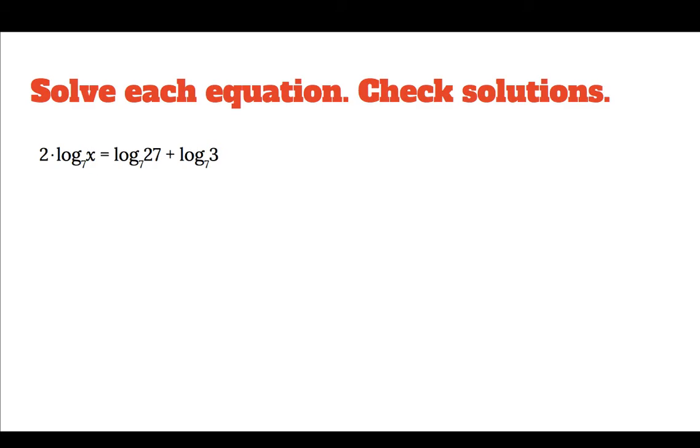Now, you can use more than one property in a particular problem. I go through and I scan the problem. The first thing I notice, there's a 2 out front, so that tells me that I can throw the 2 back into the log for the exponent. So I'll have log base 7 of x squared. I look to the right side of the equal sign, there's a plus sign. So that's a giveaway that we've got the product property. I squeeze the logs back together. I have log base 7 of 27 times 3.